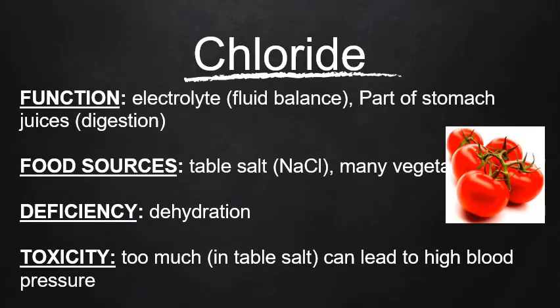Next, we have chloride. No, that does not say chlorine, not what's in a pool. That is toxic. Okay, I'm talking about chloride. Chloride is an electrolyte that helps with fluid balance. It is also part of our stomach juices and helps during digestion. The food sources of chloride include table salt and many vegetables. If we do not have enough chloride, it can lead to dehydration, but too much can lead to high blood pressure.